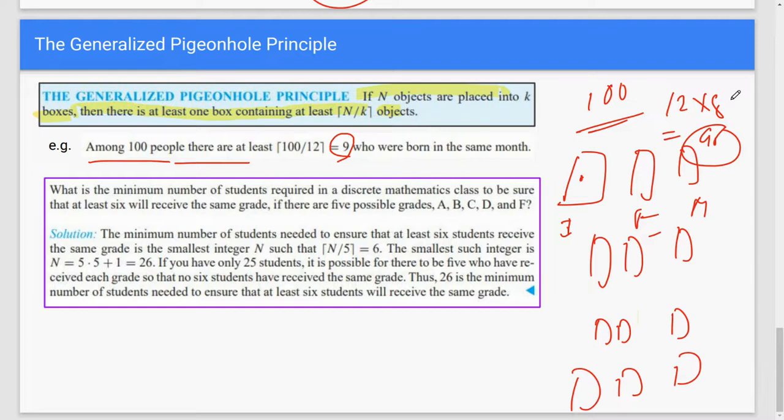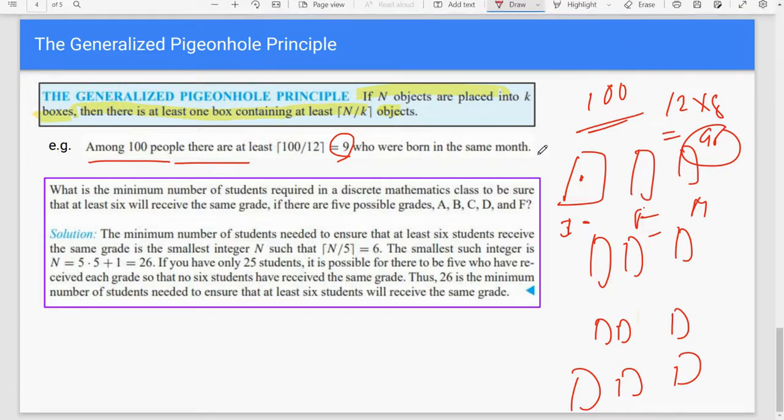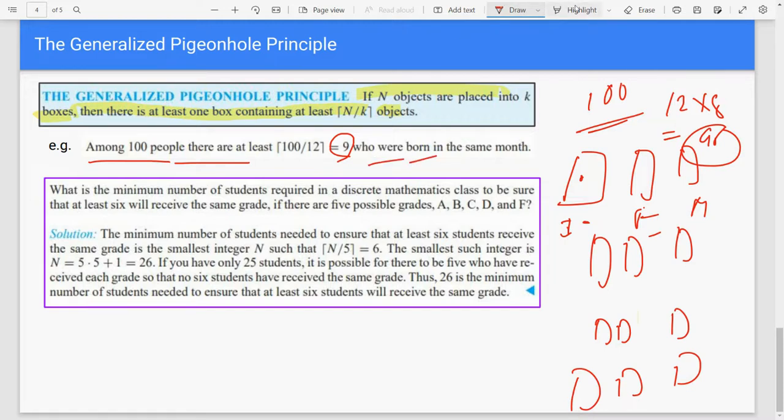As soon as you start picking the 97th person, you will have to put them in one of these buckets. So at least 9 of the people are going to be born in the same month. So what it is saying is that if 100 people are there, then, since n objects are placed into k boxes, there is at least one box that will contain at least n by k objects. With 100 people and 12 months, there will be at least 9 people who are born in the same month.